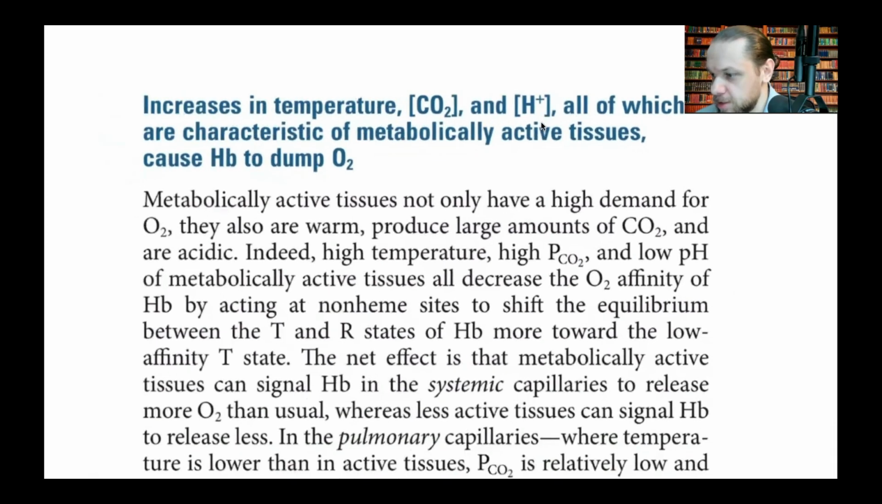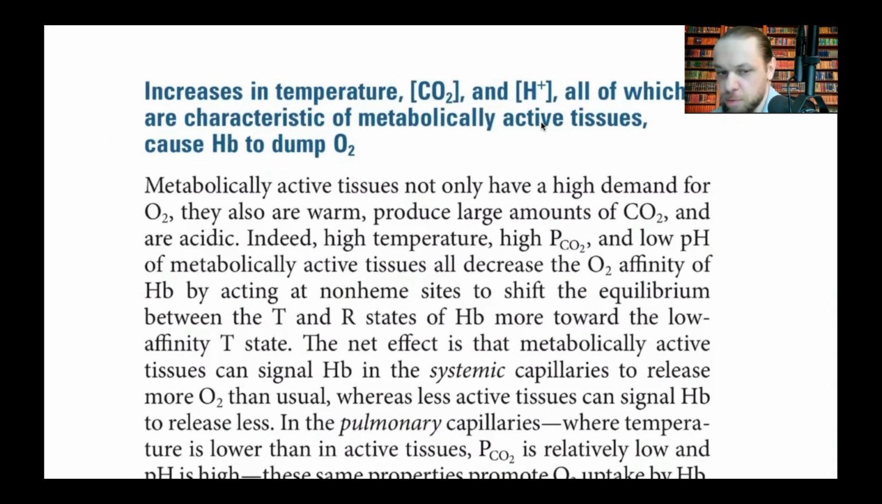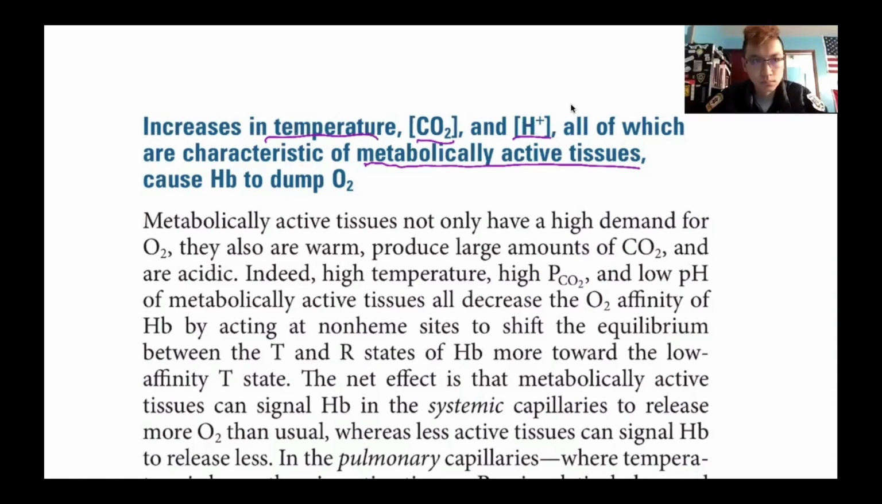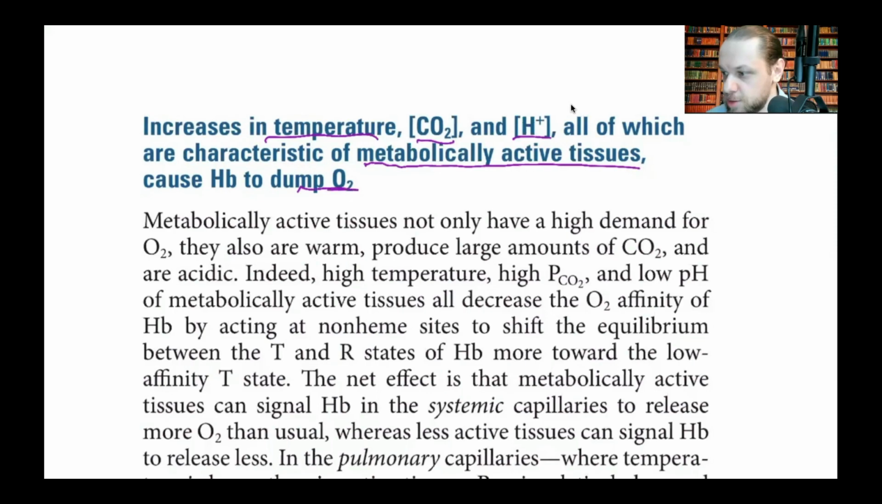We talked about this in terms of what makes a right shift. The right shift is caused by elevated carbon dioxide and hydrogen. Temperature will also do this. Where does this occur? This occurs in metabolically active tissues. I just gave you an example of a patient who has sepsis. They'll have a fever, and the tissues are utilizing all the oxygen they can. They produce CO2, they produce hydrogen ions, so they will be metabolically active. What's going to happen to hemoglobin? Hemoglobin is going to dump oxygen in that setting as it gets to the tissues.